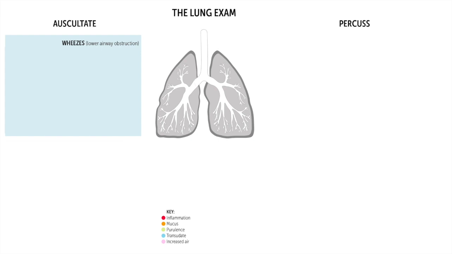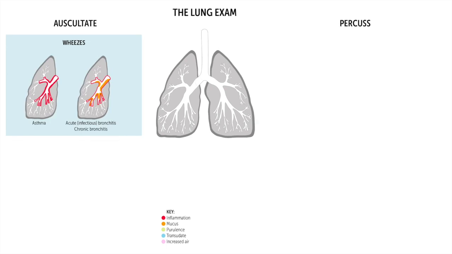Wheezes are caused by many pathologies, but the two we wanted to cover here are asthma and bronchitis. In asthma, it is mainly airway inflammation from airway remodeling and airway smooth muscle contraction that causes the lower airway obstruction. In bronchitis, whether it's acute from an infectious cause like an upper respiratory infection or chronic bronchitis, there's a combination of inflammation and mucus production. And you can see that it's the combination of these two that results in a lower airway obstruction and causing a wheeze.